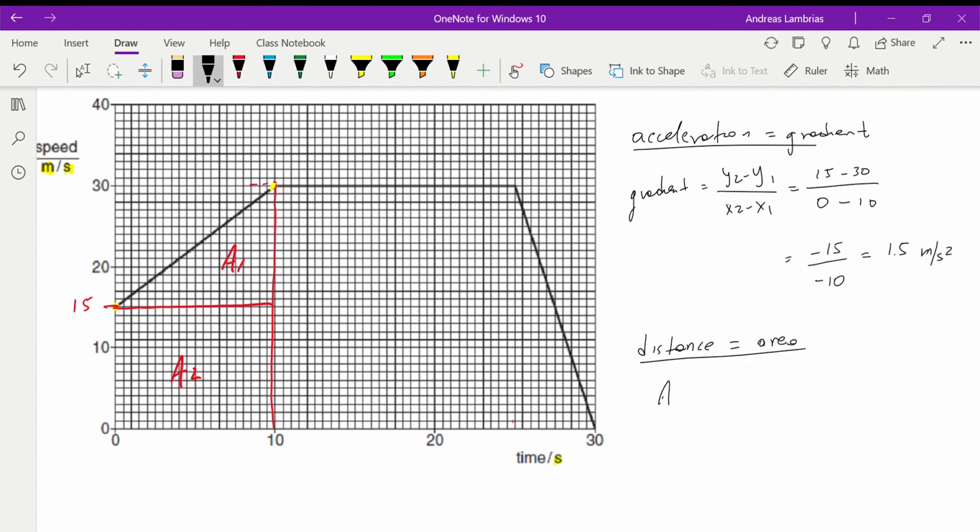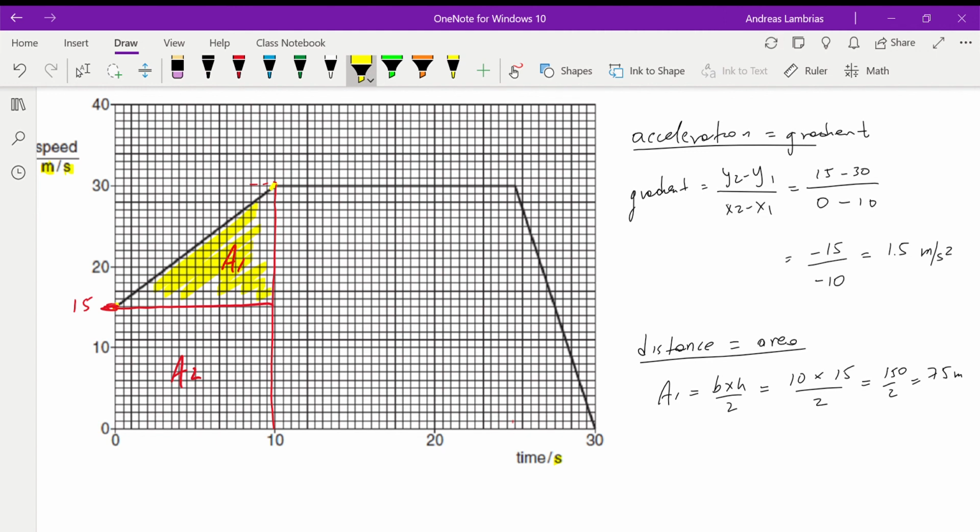So what is area 1? Because it's a triangle, again, base times height divided by 2. So base is 10, and for the height, I'm looking at the height between here and there. This is the height over here. From 15 until we reach 30, that's 15. So 10 times 15 is 150, divided by 2. Therefore 75 meters have been covered in the first part.